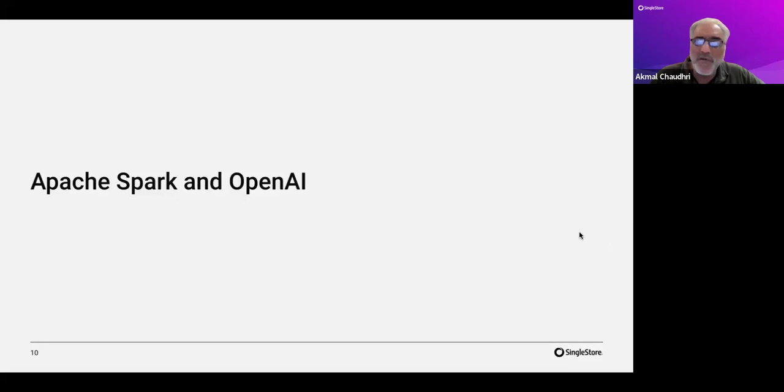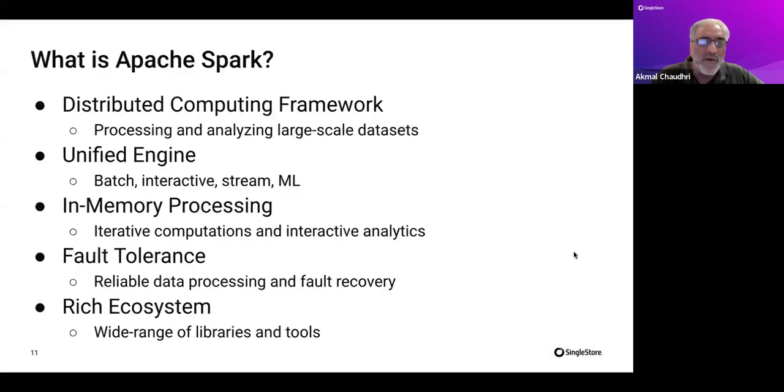All right, then. Let's move on to the topic of today's discussion, Apache Spark and OpenAI. Let's briefly summarize the key characteristics of Spark. It's a distributed computing platform, good for processing and analyzing large-scale data sets. It's a unified engine because it can do a variety of things such as batch processing, interactive, stream, and machine learning, and we'll be looking at a couple of those today.